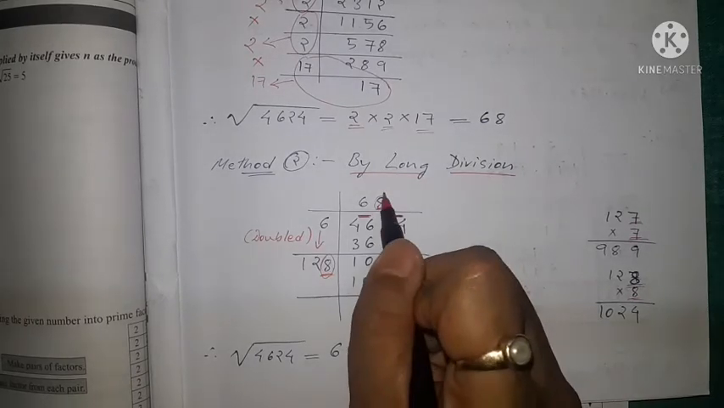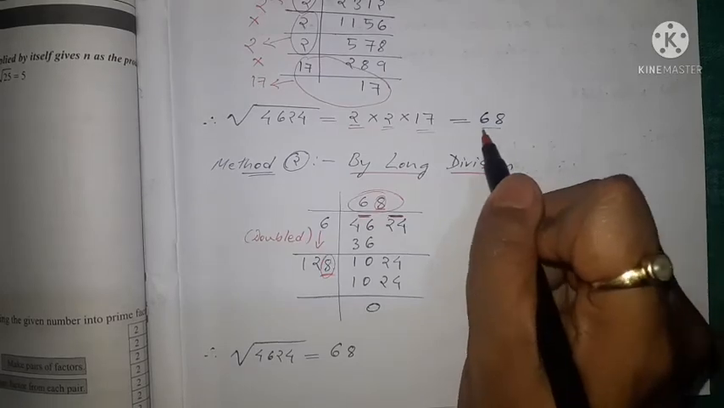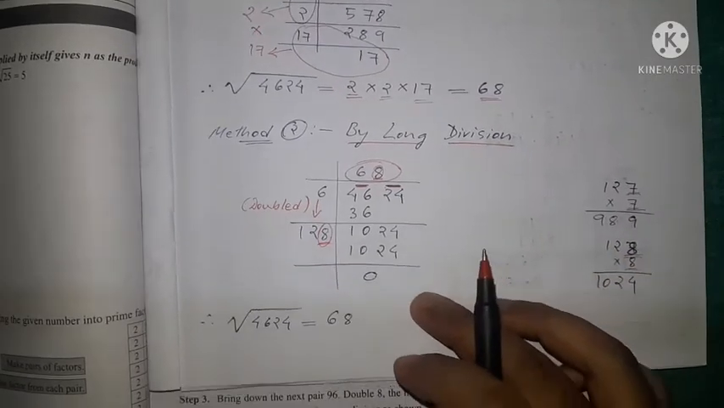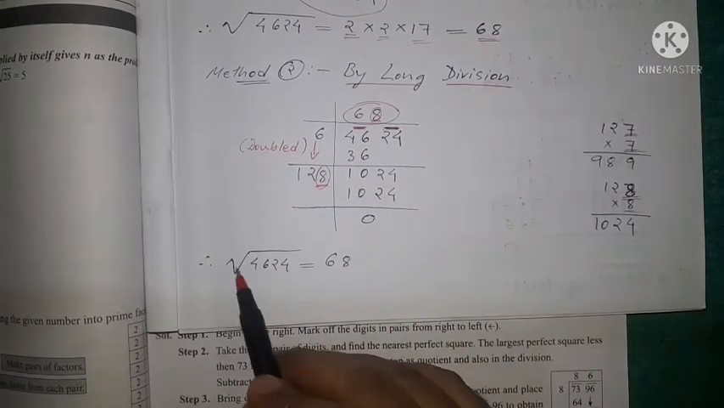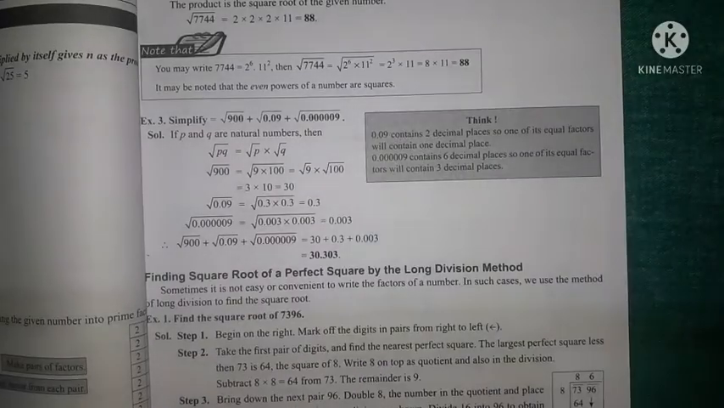Hence, this is the square root of the number, that is 68, as we already obtained by the prime factorization method. Therefore, the square root of 4624 is equal to 68. So let's understand this with another example.